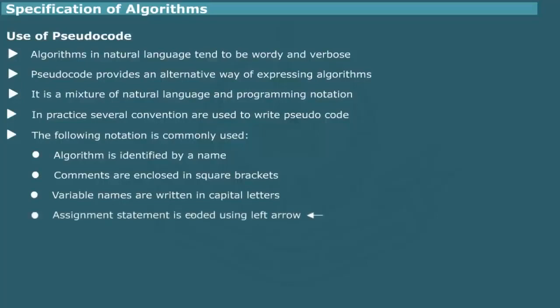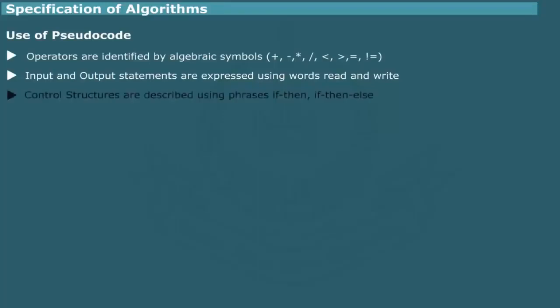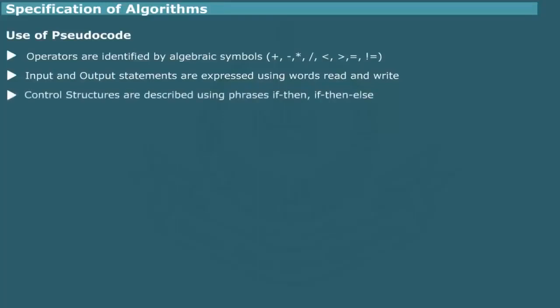Assignment: a left arrow indicates an assignment statement. Operators: arithmetic and logical operators are identified with mathematical symbols. Input and output: the I/O operations are shown with the words read and write, followed by variable names or an output message. Control structure: logical steps are expressed by using the phrase if-then-else.